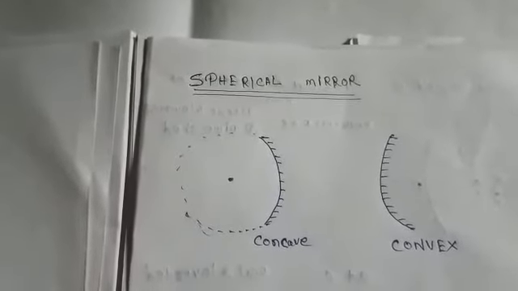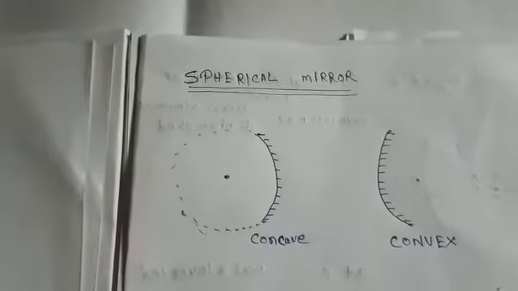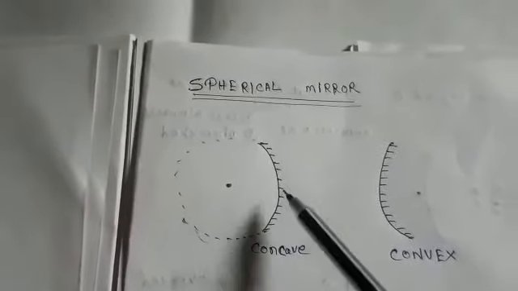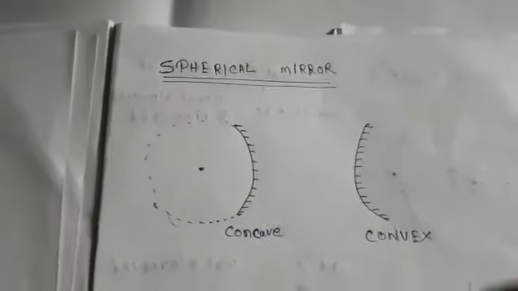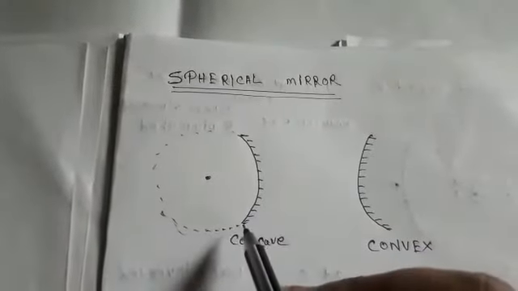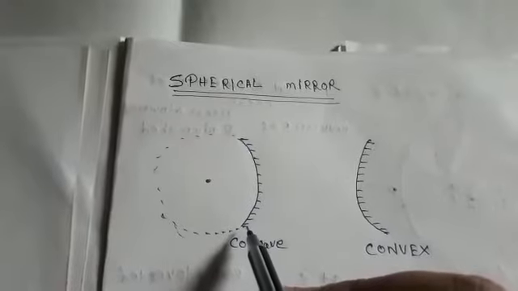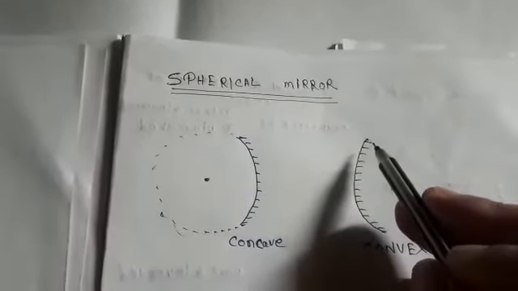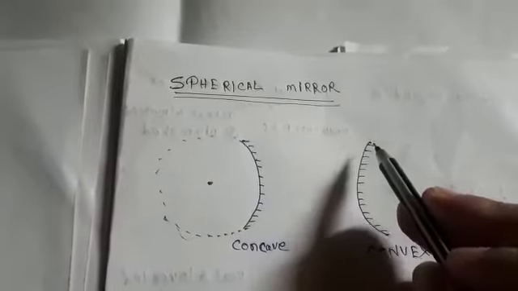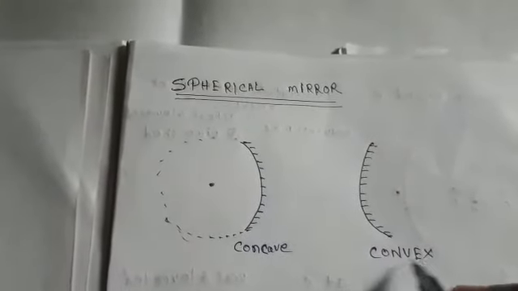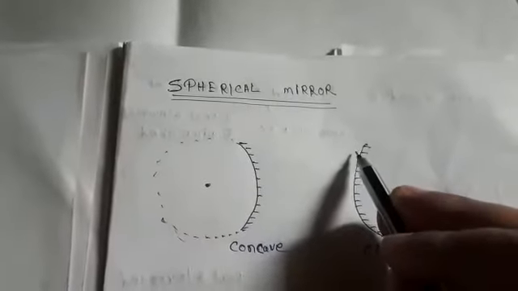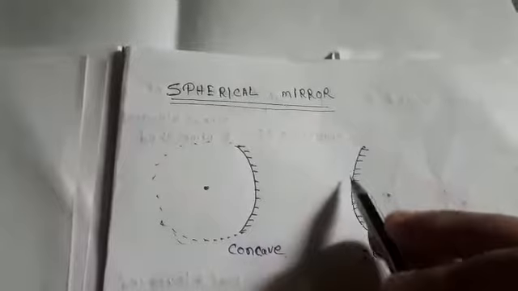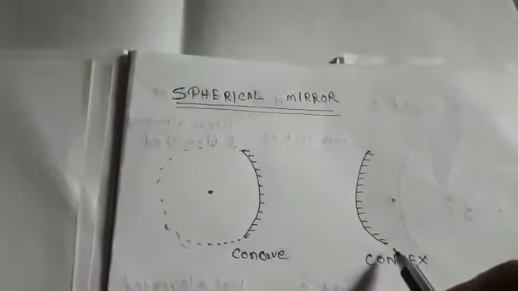If the reflecting surface of the mirror is curved inward, then it is called a concave mirror. Here the reflecting surface of the mirror is curved inward, that's why it is called a concave mirror. But if the reflecting surface of the mirror is curved outward, then it is called a convex mirror. Here, this is the reflecting surface part, so the reflecting surface of the mirror is curved outward. This is called a convex mirror.